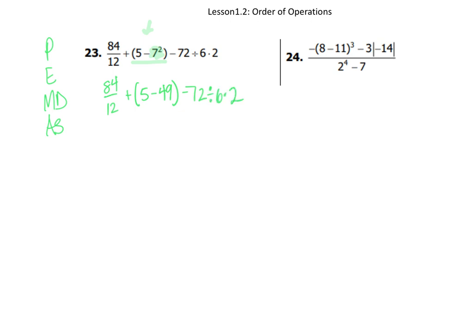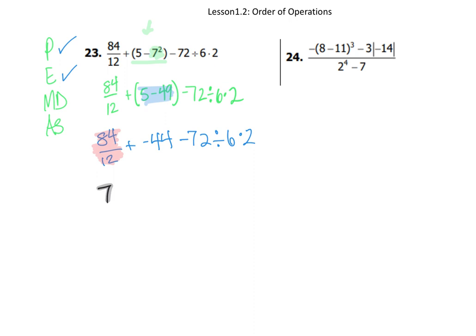We're still not done with these parentheses. We're going to finish doing what is inside of there, which is saying to do 5 minus 49. So I have 84 over 12 plus 5 minus 49 is negative 44 minus 72 divided by 6 times 2. Okay, we've gotten rid of parentheses, our grouping symbols, and our exponents. We need to do multiplication or division, whichever comes first as we move from left to right. Well, 84 over 12, that's my furthest left, that's where we would start. That's division. I need to divide that first. And 84 divided by 12 is 7. Okay, so I have 7.